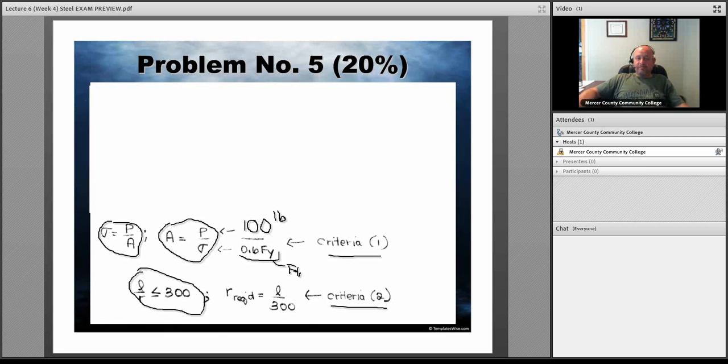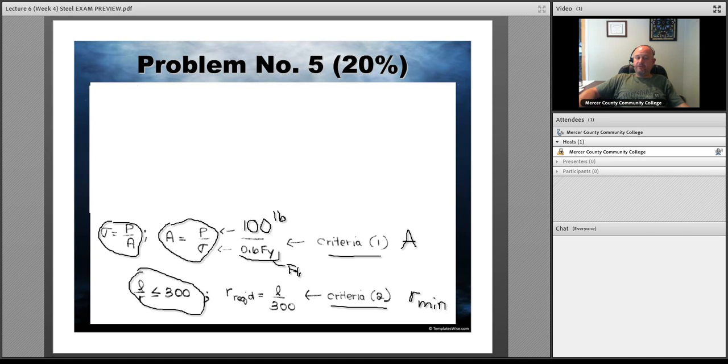So if I stop right now, that means criteria 1 tells me what area I need. Criteria 2 tells me what radius of gyration I need. Remember, when we use criteria 2, we're always talking about the minimum radius of gyration. In other words, it's the smaller of either Rx or Ry. So this problem's actually done now.